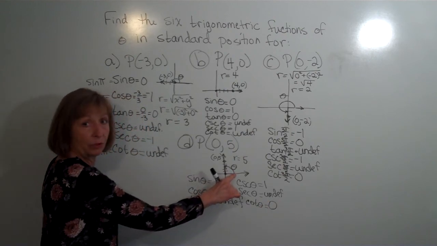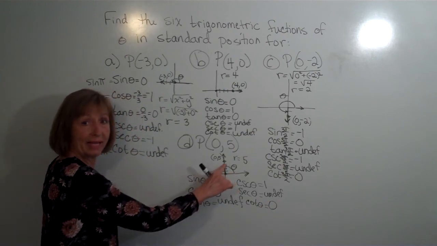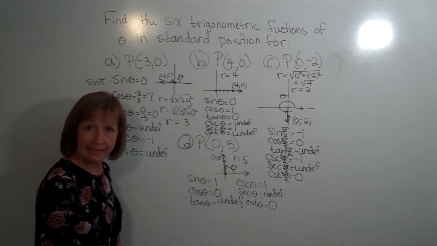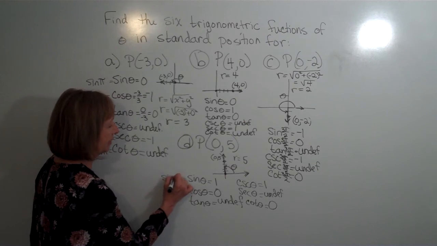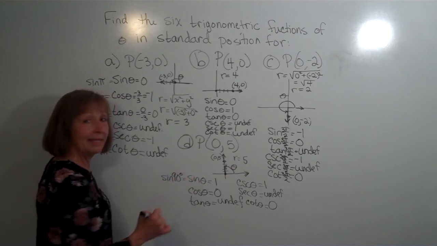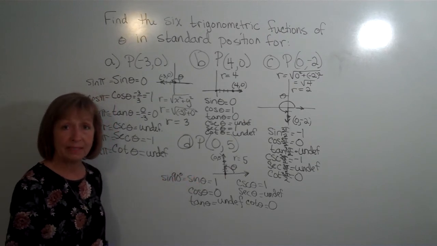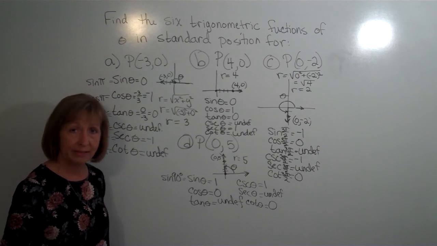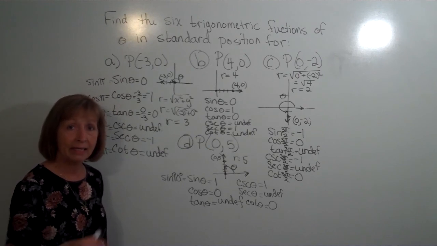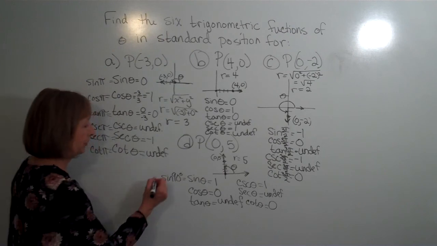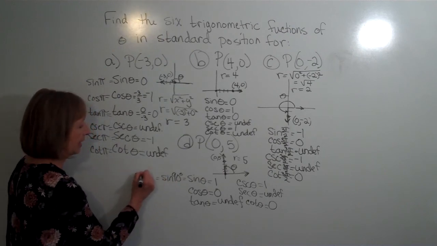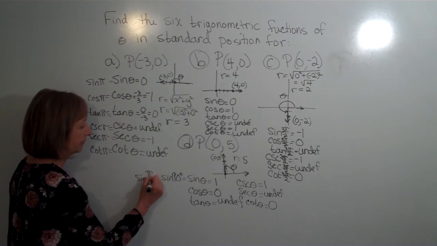And because we're going from the positive x-axis to the positive y-axis, we're going 90 degrees. So that's the same as the sine of 90 degrees. And 90 degrees is halfway between 0 and 180 degrees. 180 is pi, so halfway between 0 and pi is pi over 2. So this is also the sine of pi over 2.